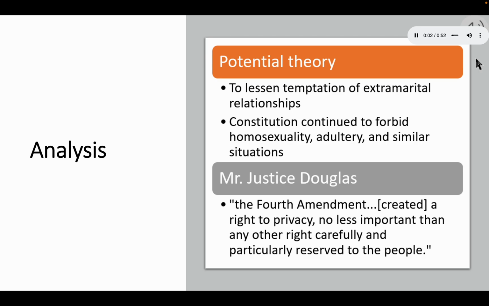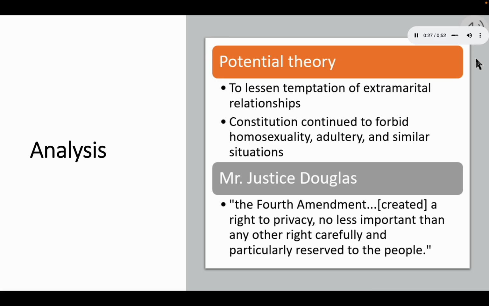Analyzing this case brings me to 2 key points. The first being the potential theory an individual mentioned. Perhaps the reason this law was created was to lessen the temptation of extramarital relationships at the time. The Constitution still continued to forbid homosexuality, adultery, and other similar situations, so the banning of contraceptives could have been a way to deter people from taking these actions.